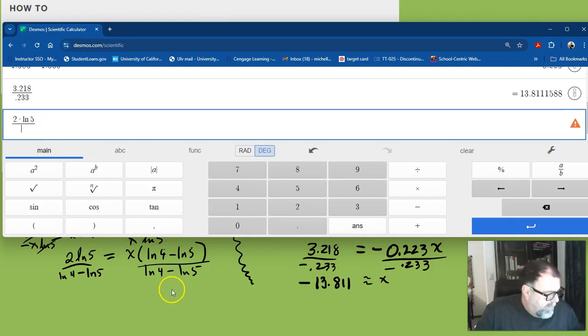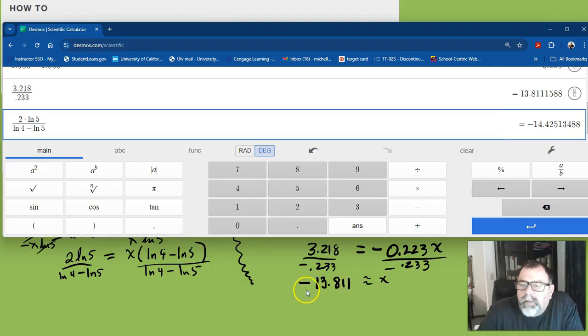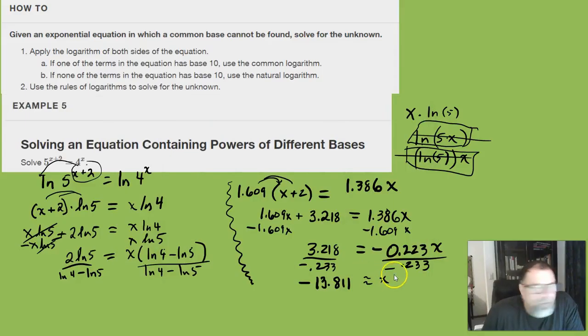And then the bottom be ln of 4 minus ln of 5. And you see how this is way off. It's negative 14.425. So this is quite a bit off. And it's not that we did anything wrong, it's that we rounded too early. Okay? So you propagate that rounding error and it compounds, and then your answer could be off by quite a bit. So we're off by 0.6 or so.